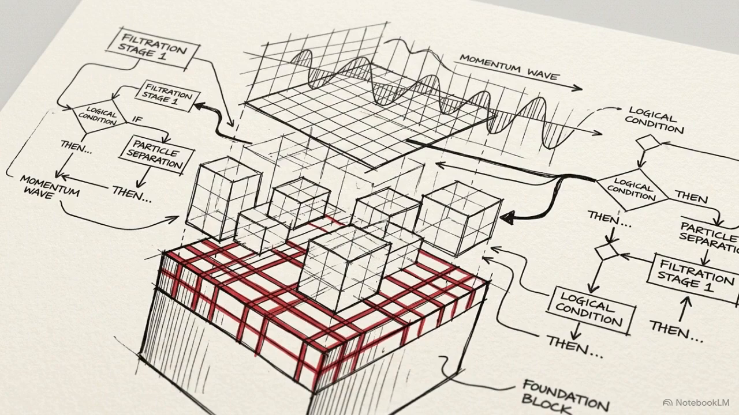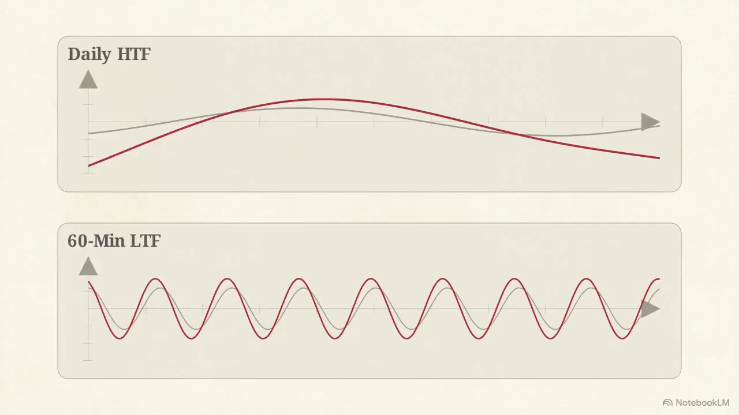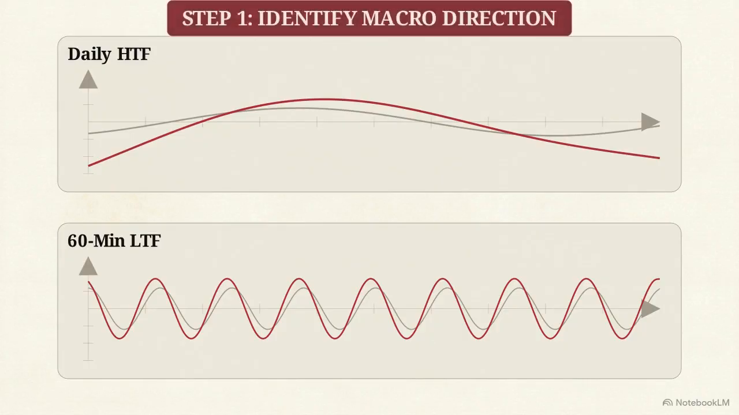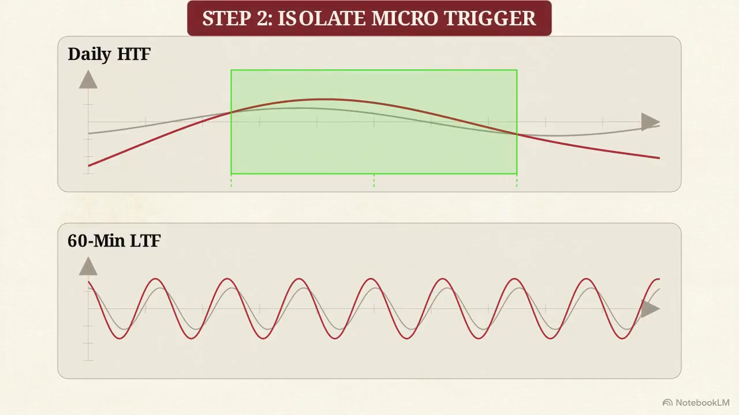This gives us the first rule of the dual timeframe strategy. The higher timeframe establishes a non-negotiable directional macro bias. We must separate the macro trend from the micro trigger. The top half of this screen tracks the daily higher timeframe. The bottom half tracks the 60-minute lower timeframe. By identifying a period where the daily momentum is clearly bullish, we authorize a specific multi-week window for trading.